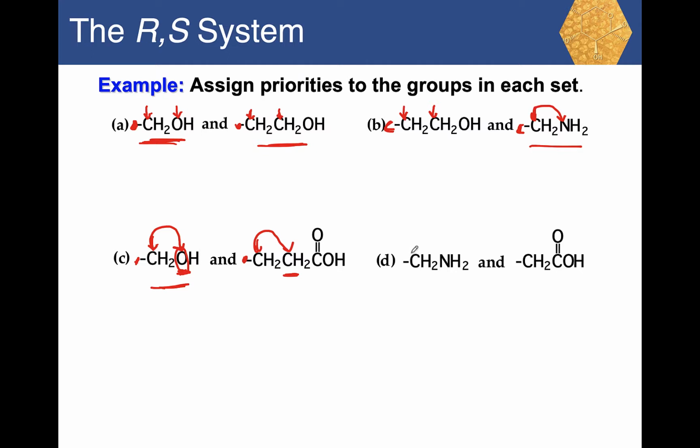Let's look at a last example. So again, it's bonded to a chiral center back here, and here's a carbon. But if it's bonded to a carbon here, how do we determine which of these two groups will have higher priority? This carbon is bonded to a nitrogen, and this carbon is bonded to a carbon. Since the atomic number of nitrogen is greater than that of carbon, this will have higher priority.